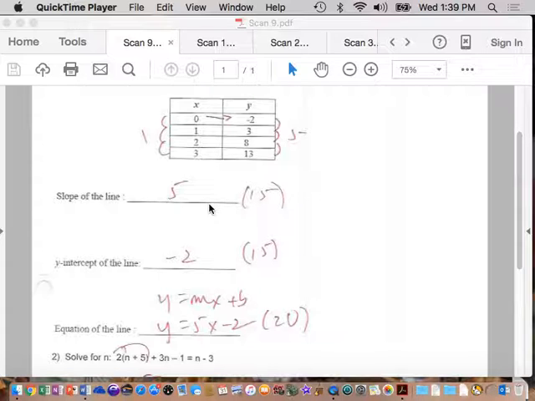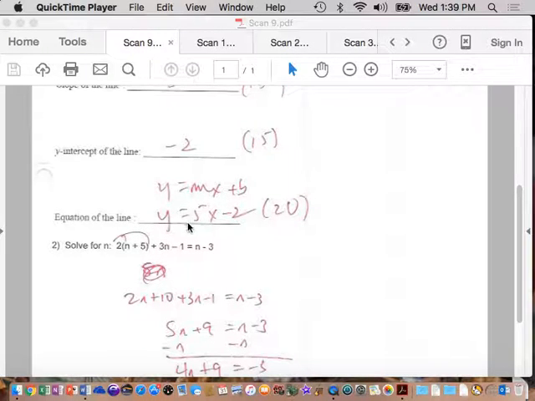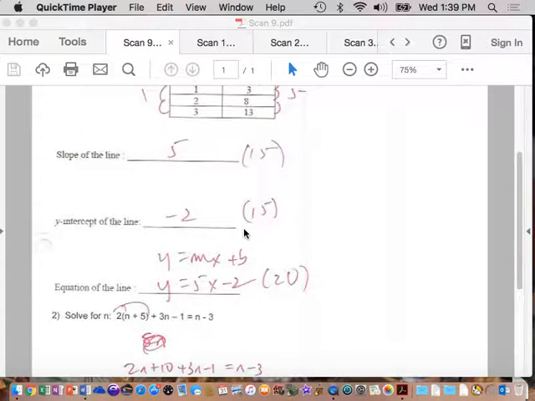Anyway, the slope of the line works out to be 5. Really 5 over 1, but 5 is there. Next, the y-intercept pairs up with the x-axis with 0 always. Y-intercept always pairs up with 0, so that's -2. And then using y equals mx plus b, I get y equals 5x minus 2. And so you know this was worth 15, this was worth 15, and this was worth 20. Okay? Any questions on that?